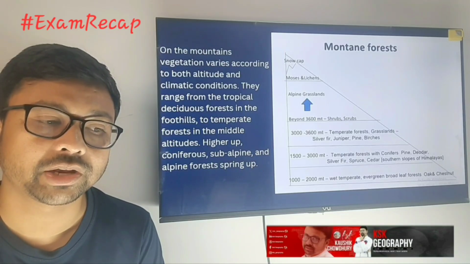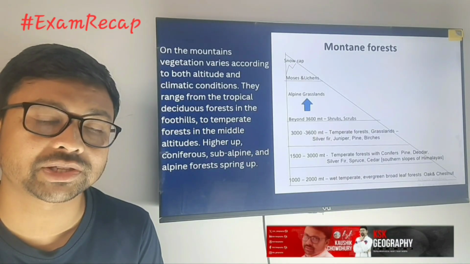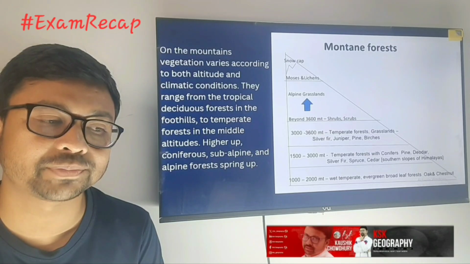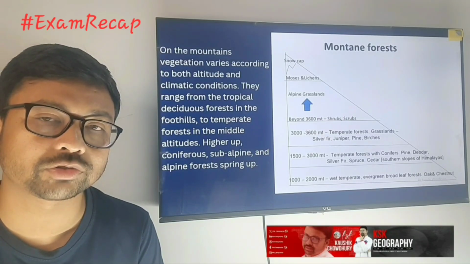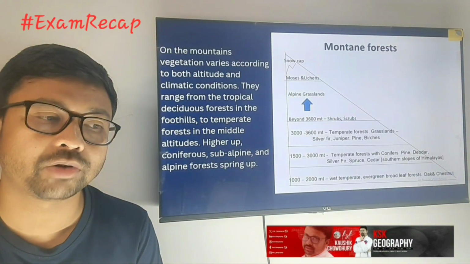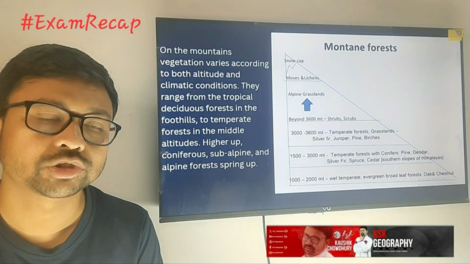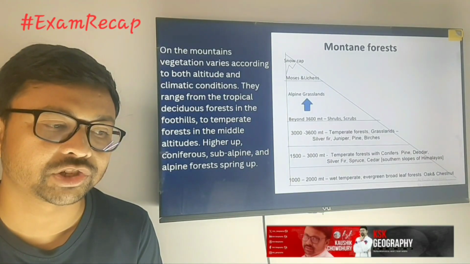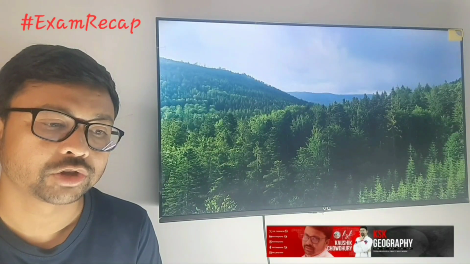Next, after 3000 meters, we will get the temperate forest and grassland, with silver fir, juniper, and pine trees. After 3600 meters we will get scrubs, and near about 4000 meters height, you will get moss and lichens. At the top part of the mountain, above 5000 meters, you will get only snow caps. There will be no vegetation. So basically here you will get mixed types of vegetation.